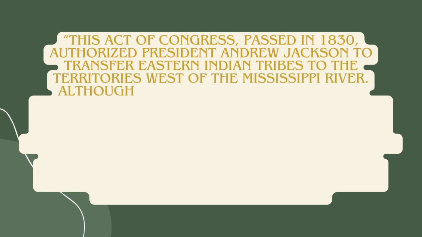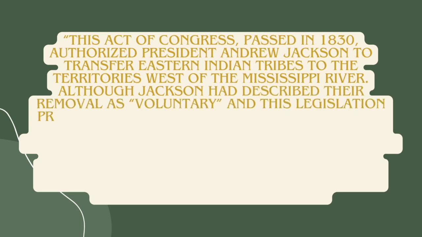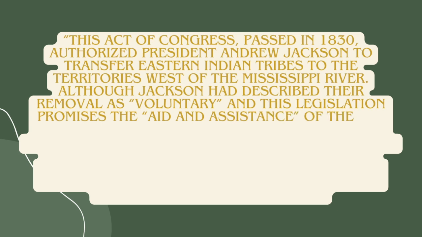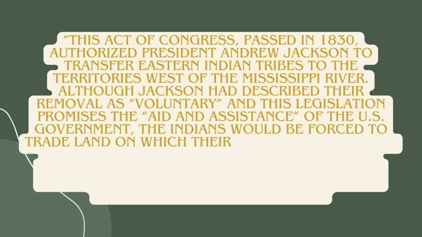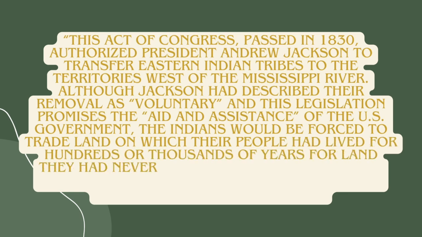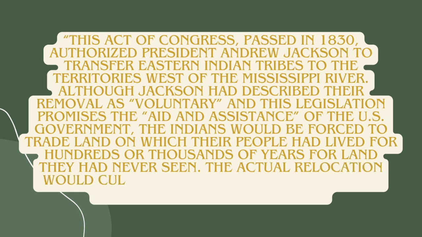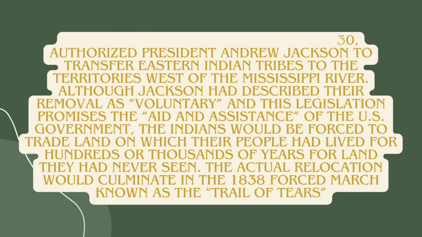of the Mississippi River. Although Jackson had described their removal as voluntary, this legislation promised the aid and assistance of the U.S. government. The Indians would be forced to trade land on which their people had lived for hundreds or thousands of years for land they had never seen. The actual relocation would culminate in the 1838 forced march known as the Trail of Tears.